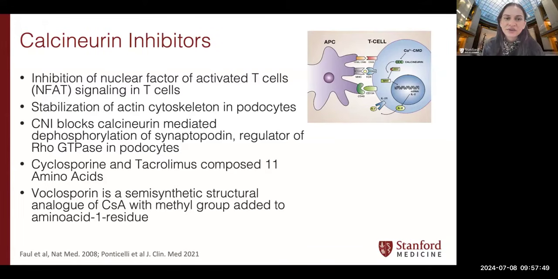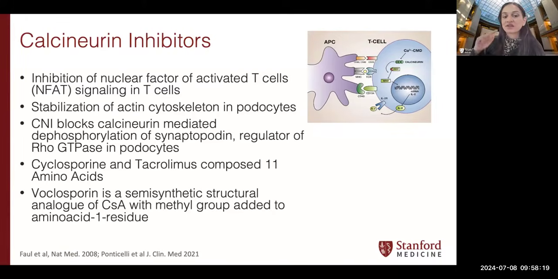So calcineurin inhibitors are a group of drugs that we actually use in kidney transplant patients. They inhibit this nuclear factor of activating T cells, and they stabilize the cytoskeleton of the podocytes. The main drugs that we've had around for a while are cyclosporin and tacrolimus that have 11 amino acids. But with these, you have to check a level to decide what dose the patient needs to be on. So I need to have my patients come to the lab initially every week or every 2 weeks to figure out what level they should be on.